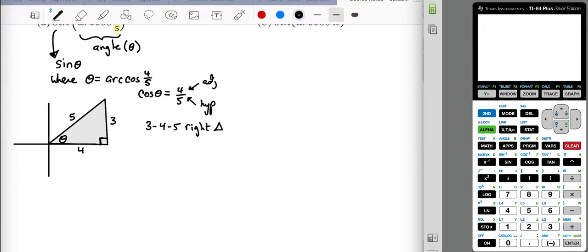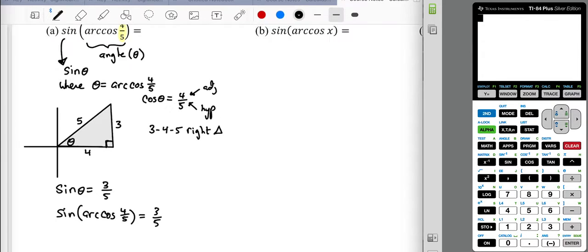So now if I want the sine of theta from this triangle, sine of theta would be opposite over hypotenuse, 3/5. If theta is arc cosine of 4/5, then by finding sine of theta, I'm really finding sine of the arc cosine of 4/5, which is 3/5.